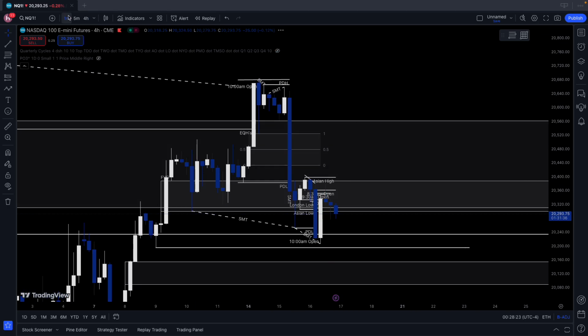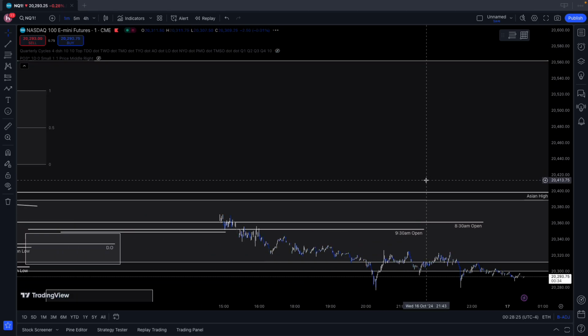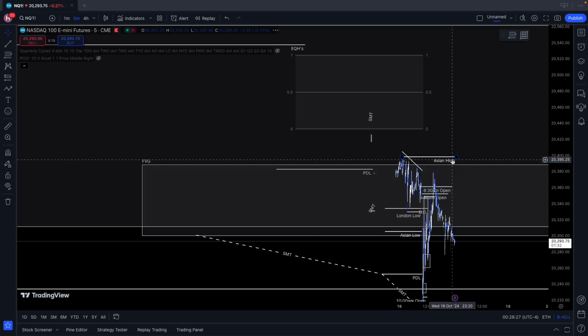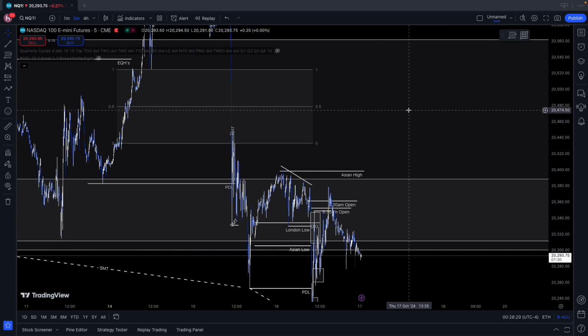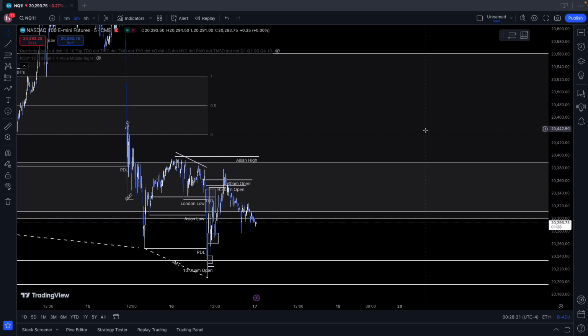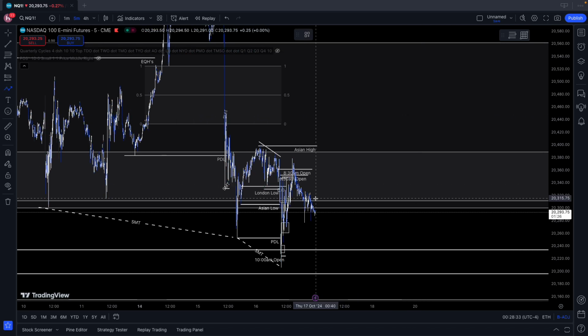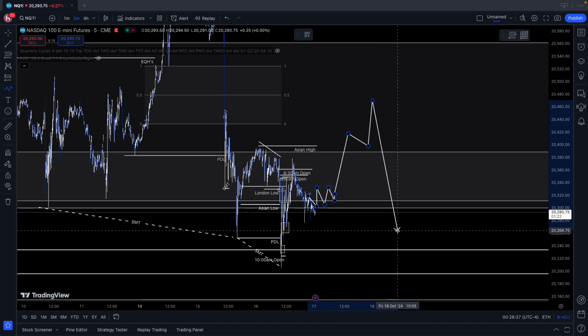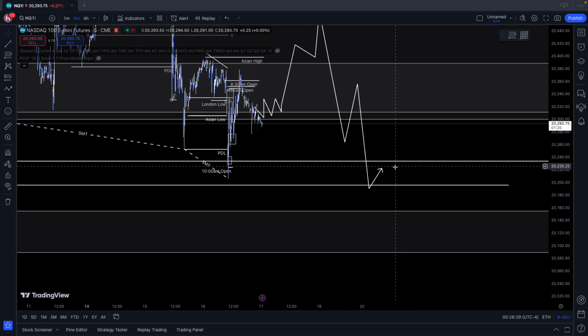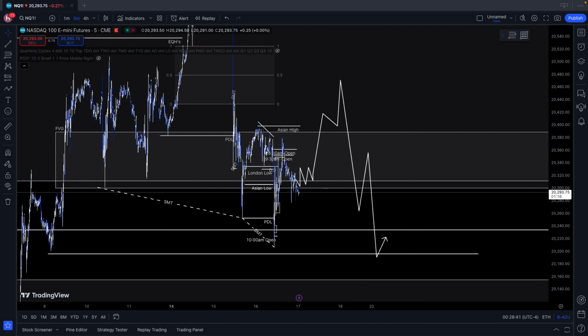So for my narrative, I would ideally want to see London trade into this 4 hour imbalance for lower, because that will be a higher time frame power 3. If we can see Asia accumulating right now, we see London trade higher, putting in the high of the day, then we see New York session distribute lower. This right here would be a higher time frame power of 3.